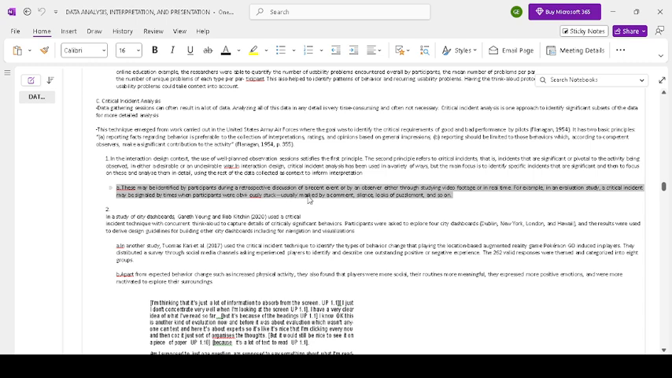This critical analysis can be done via observing, either through studying indirect observation or in real time. For example, in an evaluation study, a critical incident may be signaled by times when participants were obviously stuck, usually marked by a comment, silence, look of puzzlement, and so on.